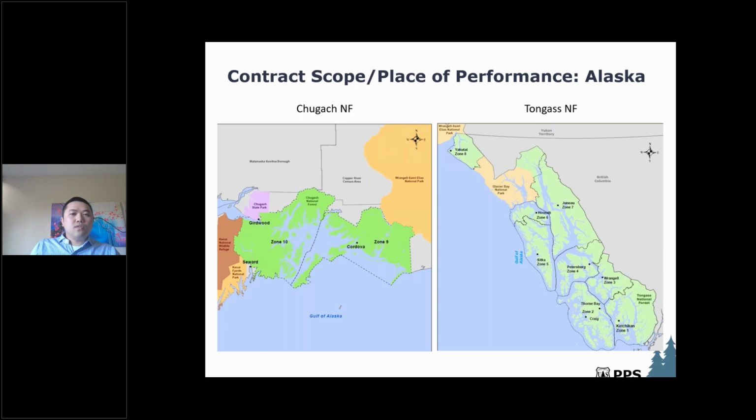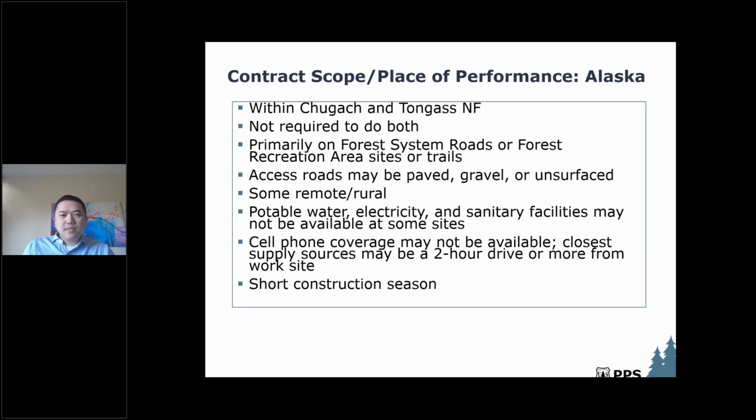Moving on to the place of performance, it's going to be in Alaska. We're looking at Chugach National Forest and then Tongass National Forest. You'll see that some of the areas are islands, and I'll talk about this a little bit more. Some areas might be remote, and some areas might be pretty close to the city. So just something to keep in mind, you're not required to do both. Although if in your proposal you can demonstrate that you can do both and convince us that you can do it well, then you might be evaluated a little bit more positively.